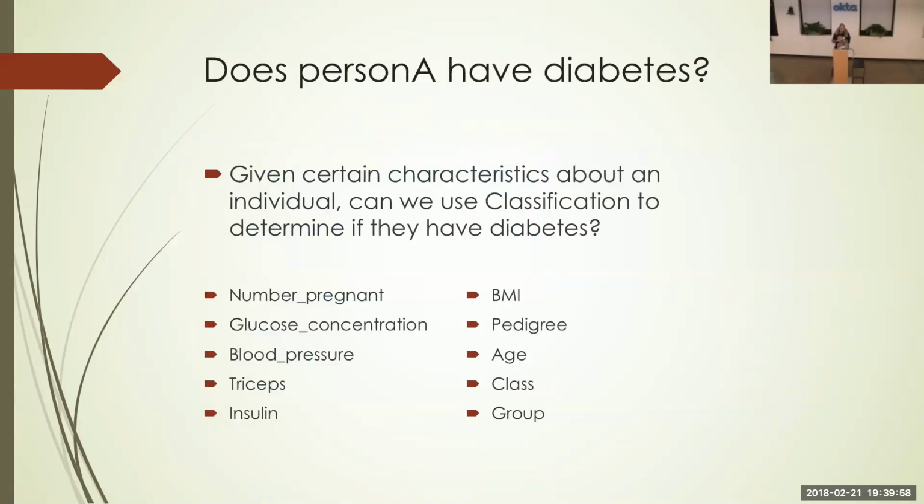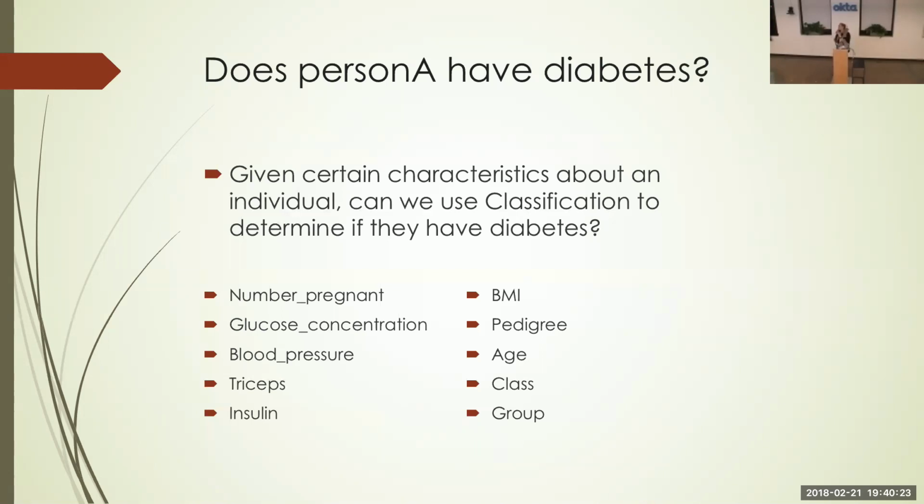Yeah, so now we're trying to determine if person A has diabetes. Given these characteristics, we want to know if they have diabetes, and if so, what kind as well. So this is a classification model that applies at least 3 classes: yes, no, you don't have diabetes; you have type 1; you have type 2. Those are the 3 that we look at.